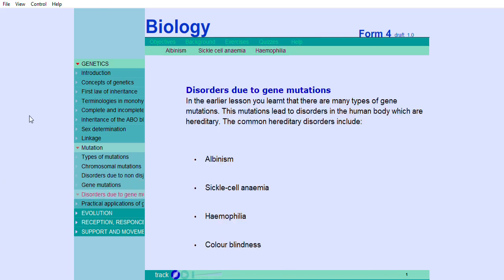Disorders due to gene mutations. In the earlier lesson, you learned that there are many types of gene mutations. These mutations lead to disorders in the human body which are hereditary. The common hereditary disorders include albinism, sickle cell anemia, hemophilia, and color blindness. In this lesson, we shall learn more on those disorders.